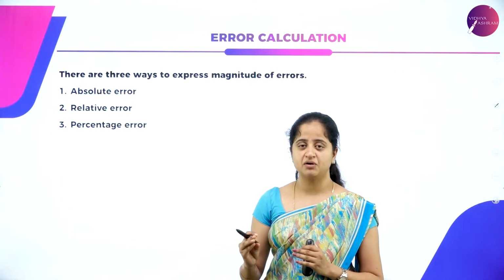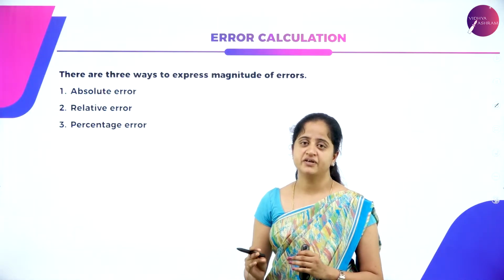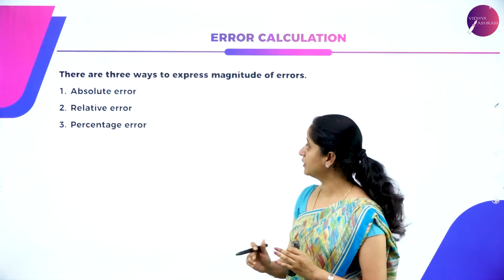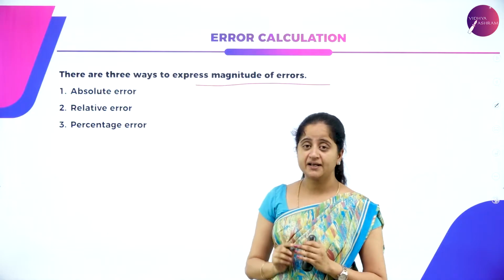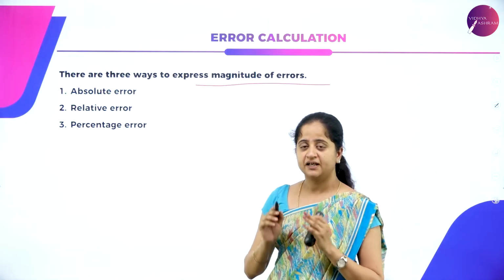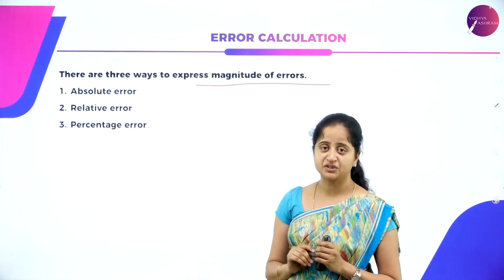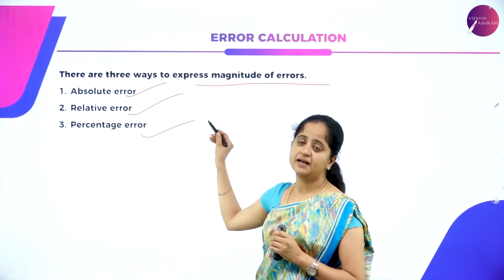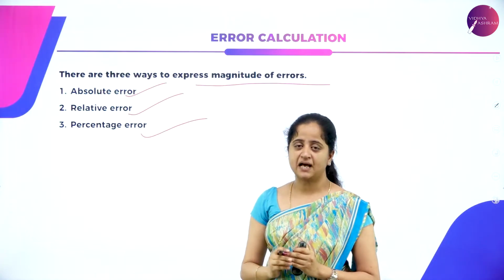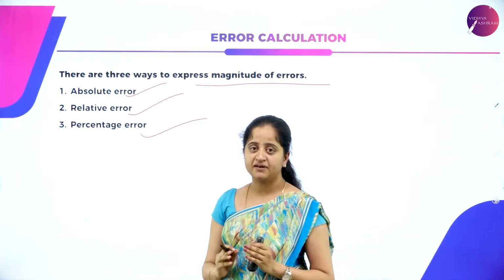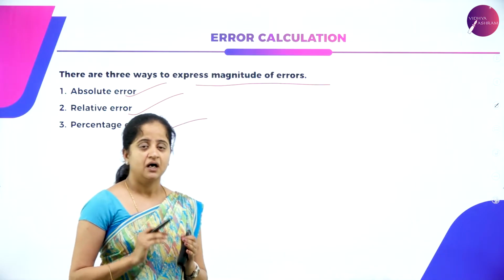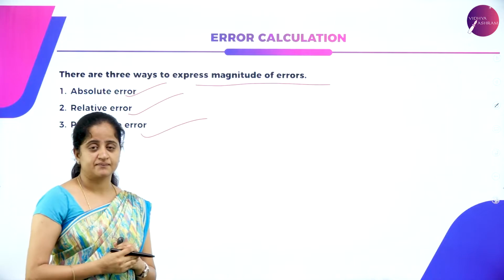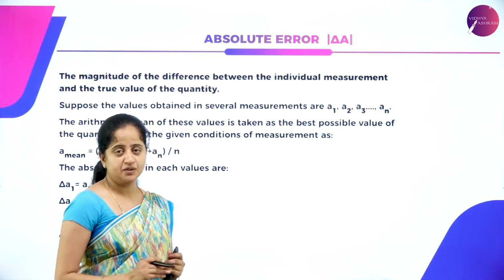We have discussed what an error is, what the types of error are, and what the sources of these errors are. Now let us discuss error calculation. There are three ways to express the magnitude of errors, and they are absolute error, relative error, and percentage error. So what is absolute error? What is relative error? What is percentage error? How can we calculate the magnitude of error by these three ways?